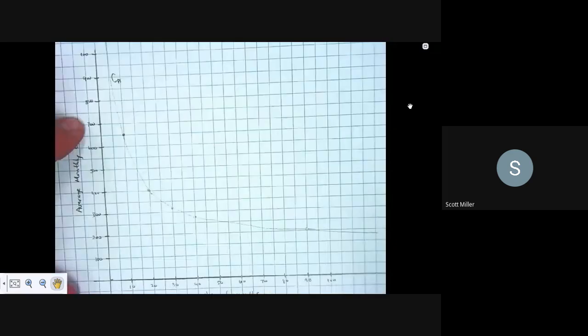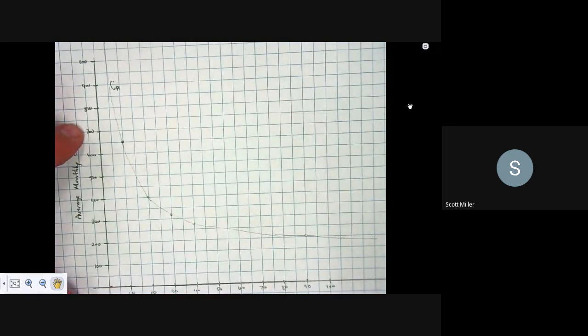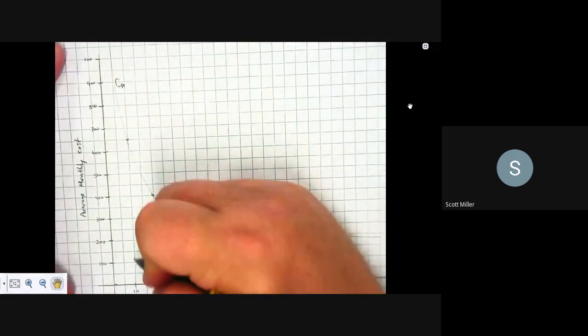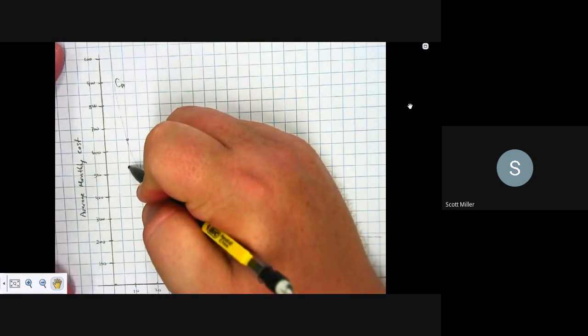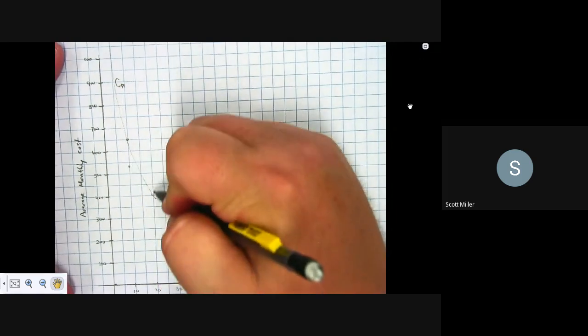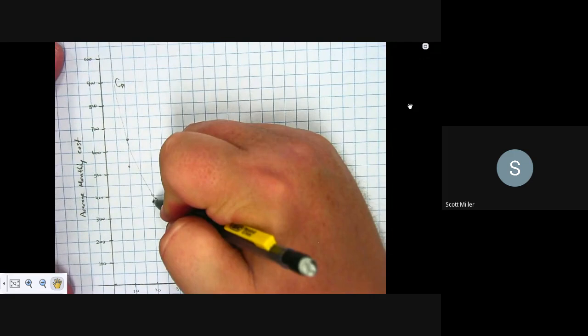car A. So then we can do the same thing for car B, put some dots in there. Starting at 10, we got 535. So here's 550, 535 is about right here. And then 20 is 360. So 360 is about here.